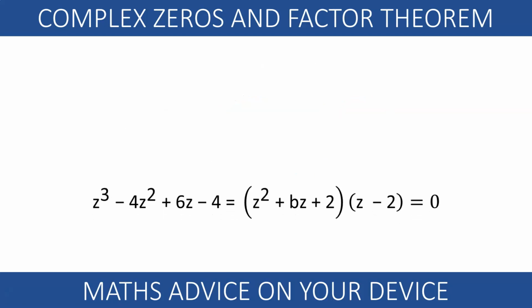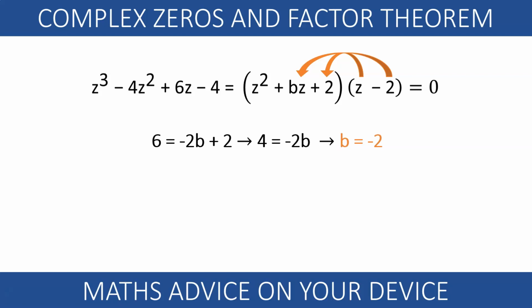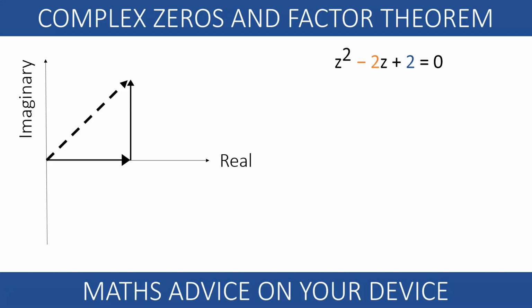The coefficient b is a bit more tricky. Pay attention to the linear term of our cubic, 6z. That comes from multiplying minus 2 times bz plus 2z. If 6 equals minus 2b plus 2, then b must be minus 2. All we have to do now is solve the quadratic using the quadratic formula.